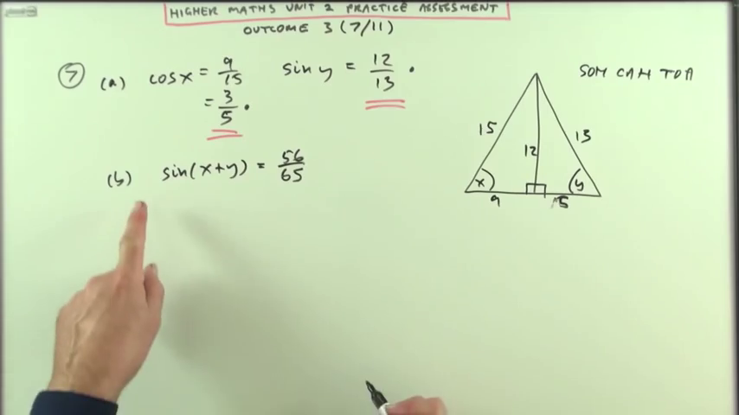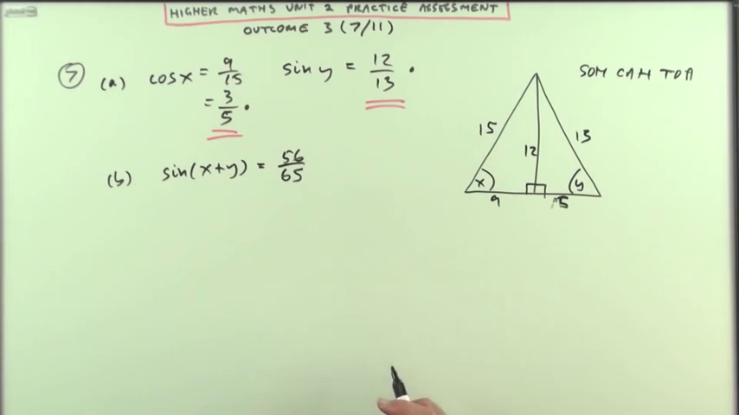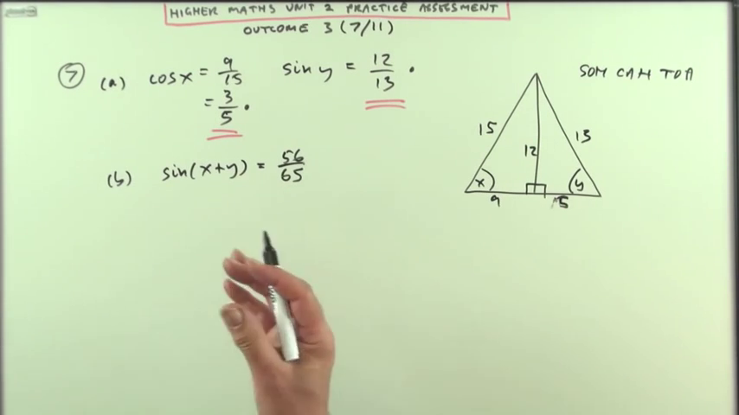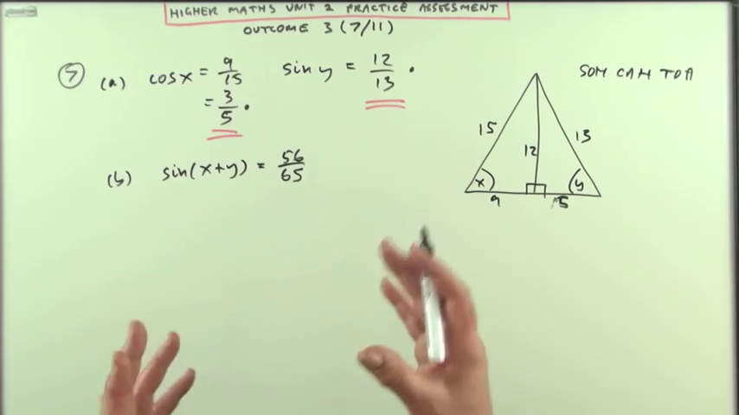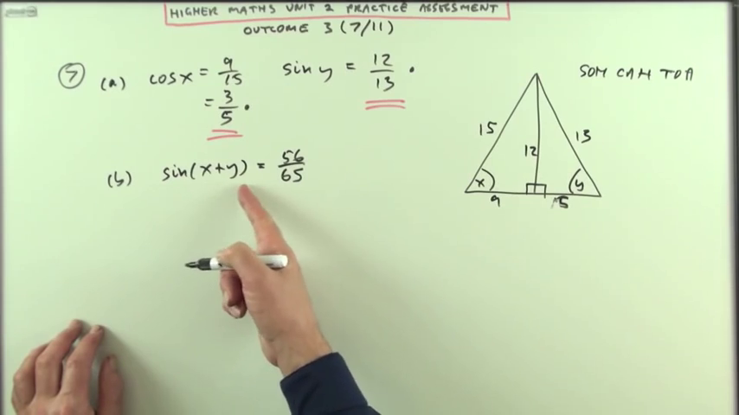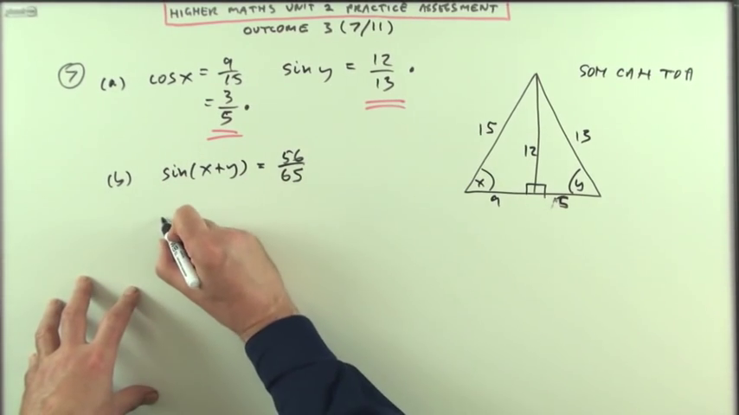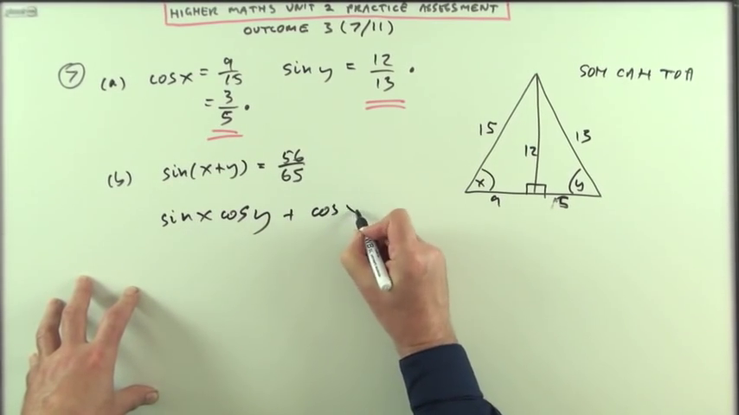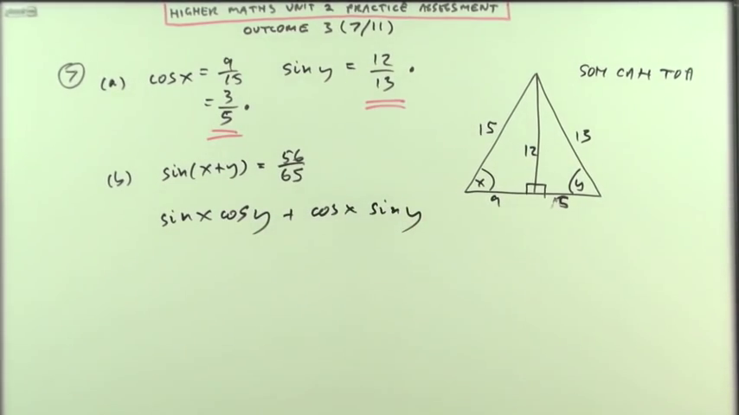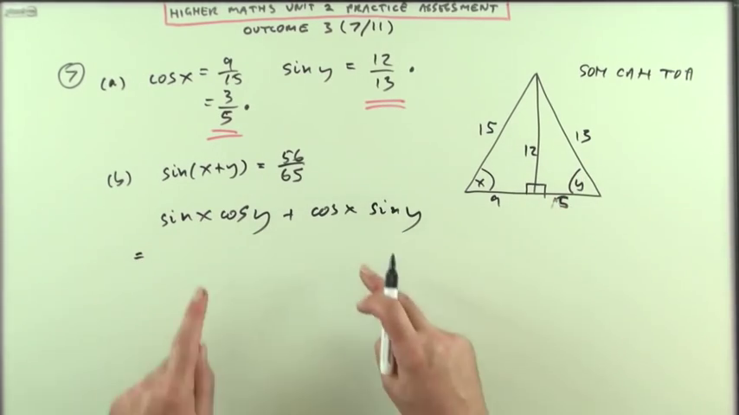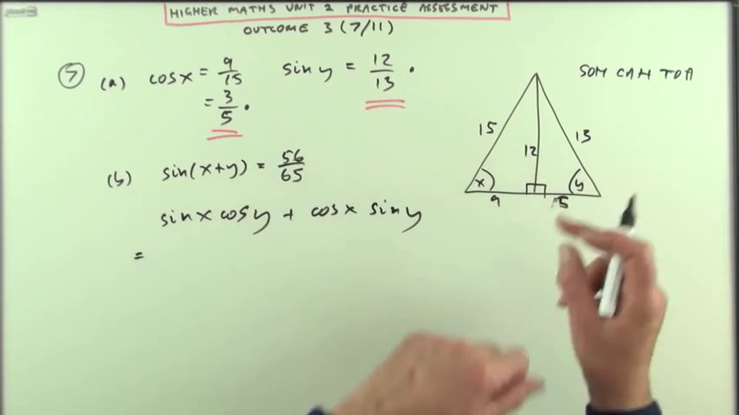For these two marks, show the exact value of this. It's 56 upon 65, so no using your calculator, you won't get the marks. Well, if you remember the formula, put it down, or if you're looking it up wherever the formulas happen to be, don't copy it down with the A's and B's or P's and Q's. You have to use X's and Y's. Sine X plus Y is sine X cos Y plus cos X sine Y. Now it's just a case of replacing each of these using the triangle. I've got a couple of them up here. You'll tend just to look at the triangle anyway.